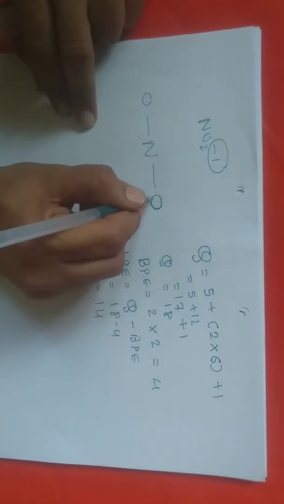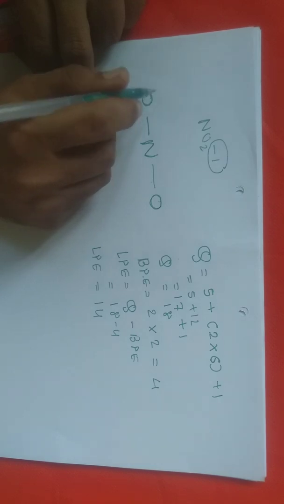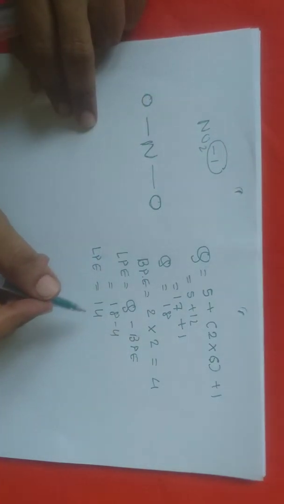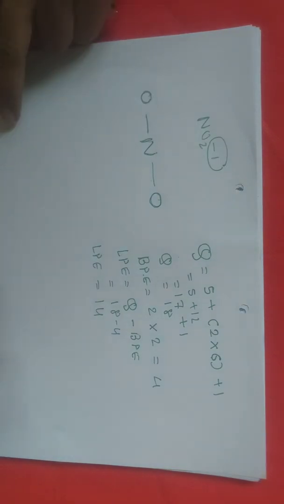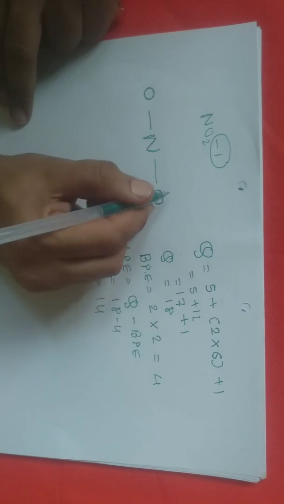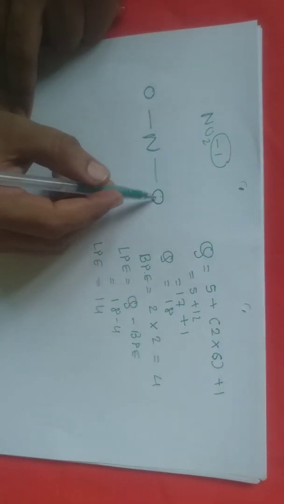Whenever you are putting the lone pair electrons, take extreme care, because if you make a little mistake in putting the lone pair electrons, you will get a very incorrect Lewis dot diagram. So I'm starting to put 14 electrons. I have to put 14 electrons.